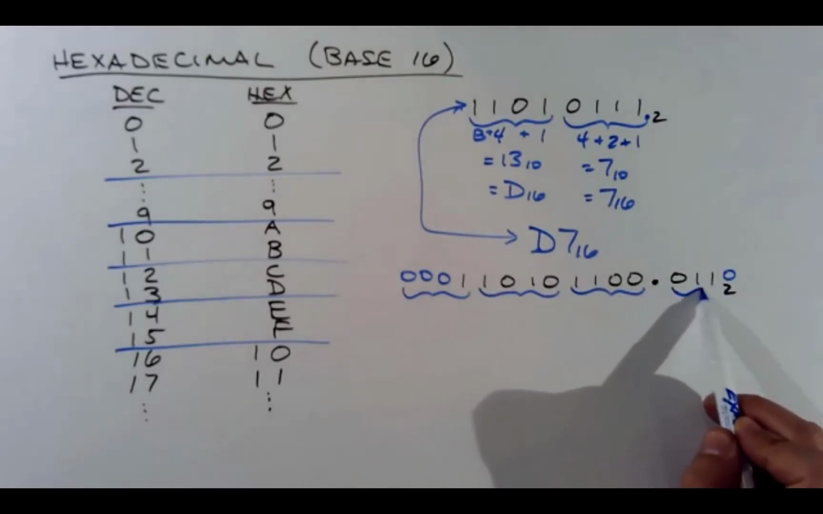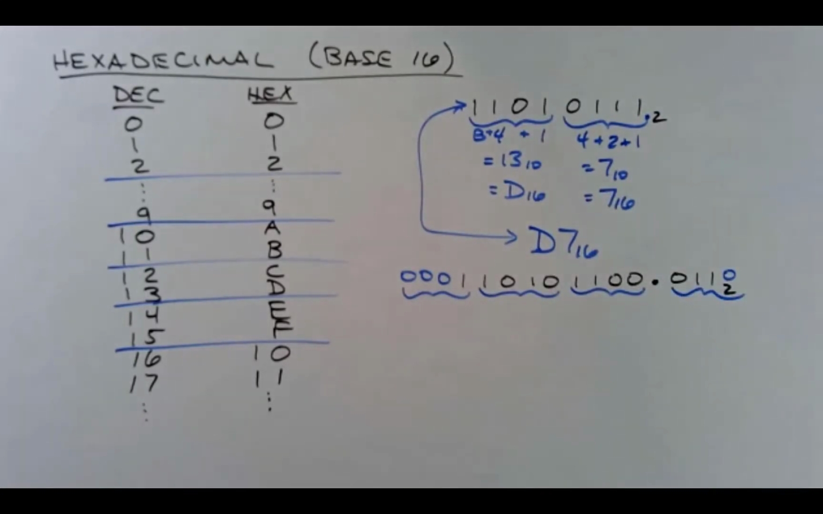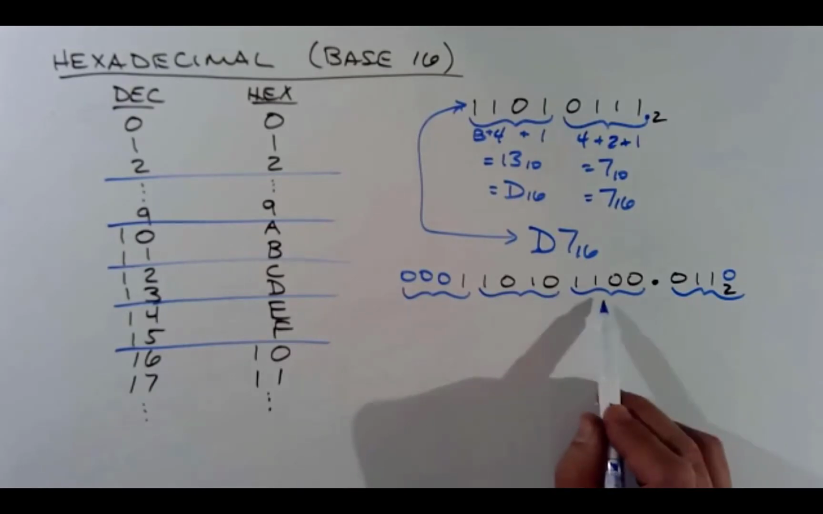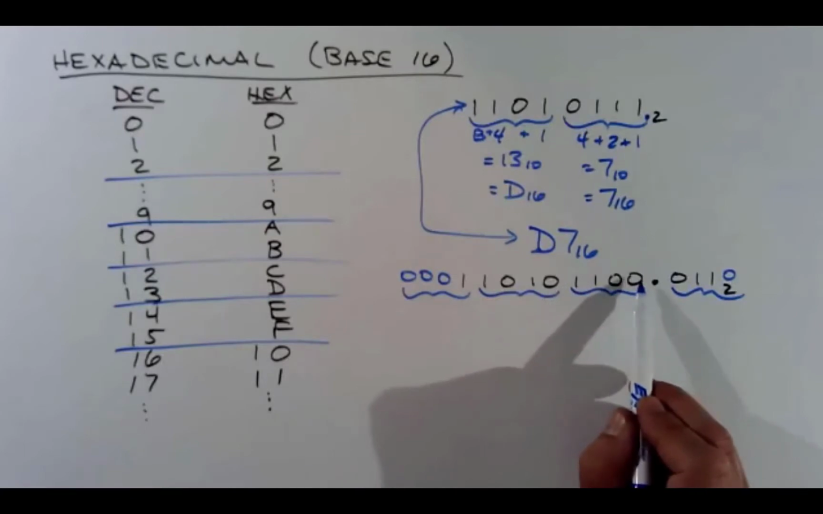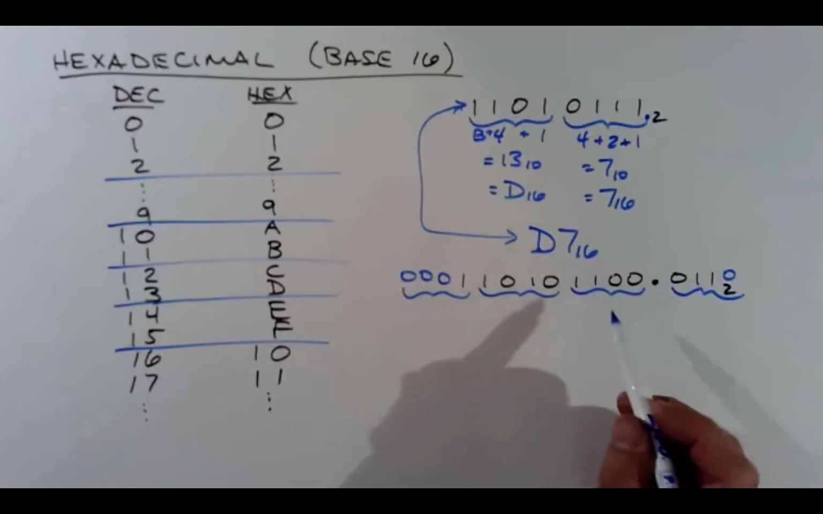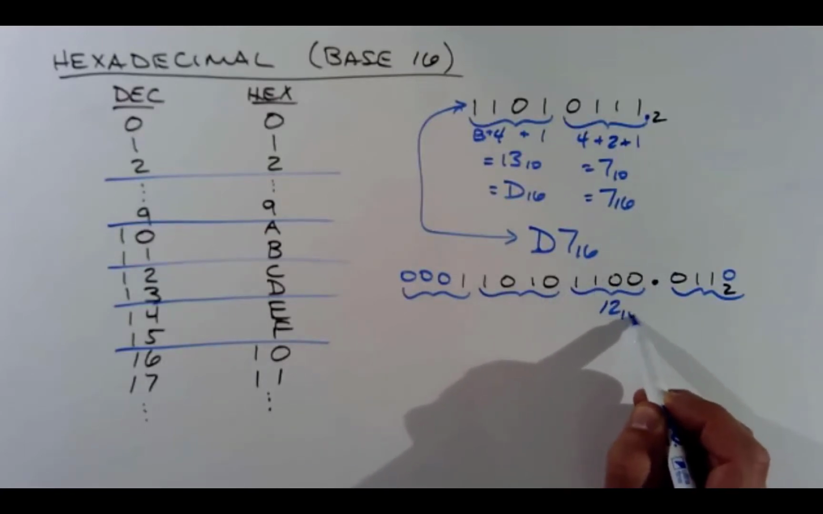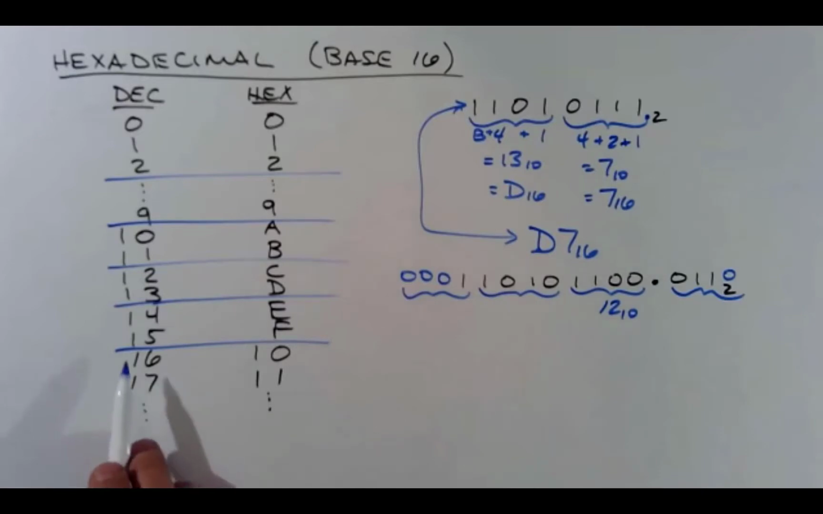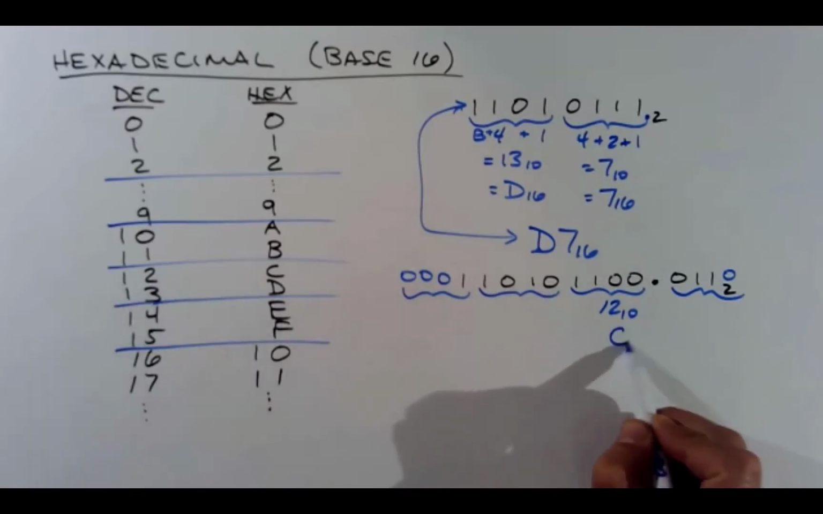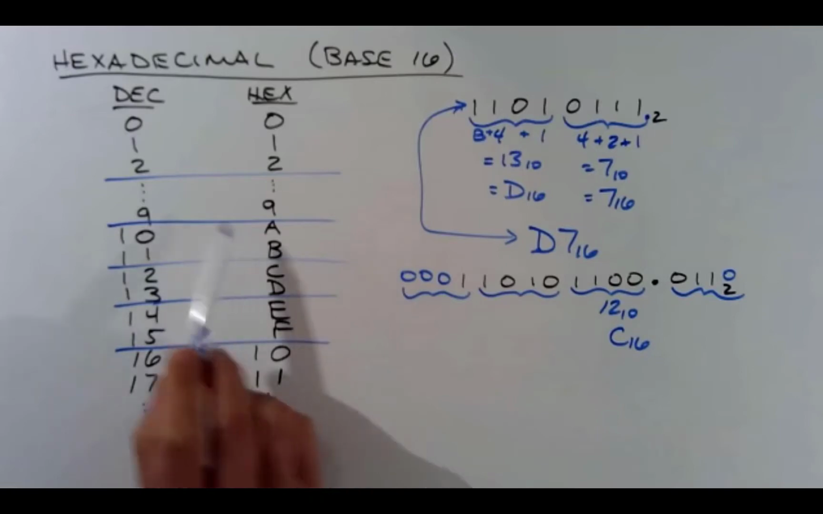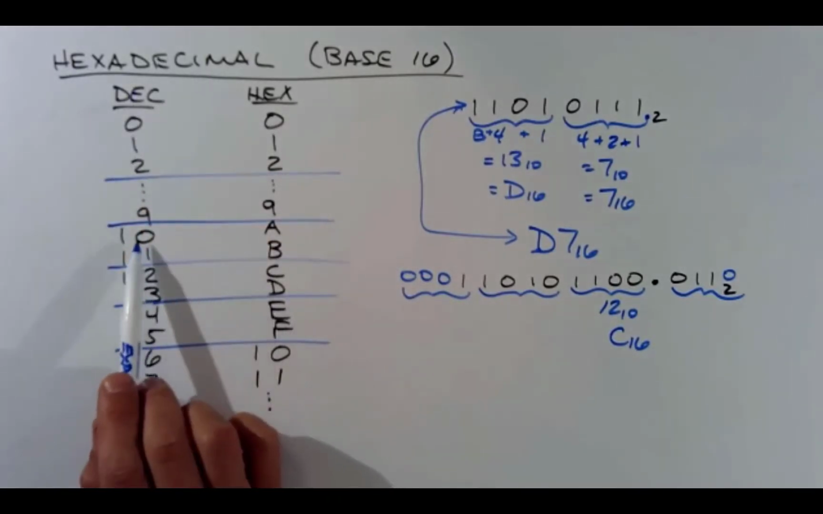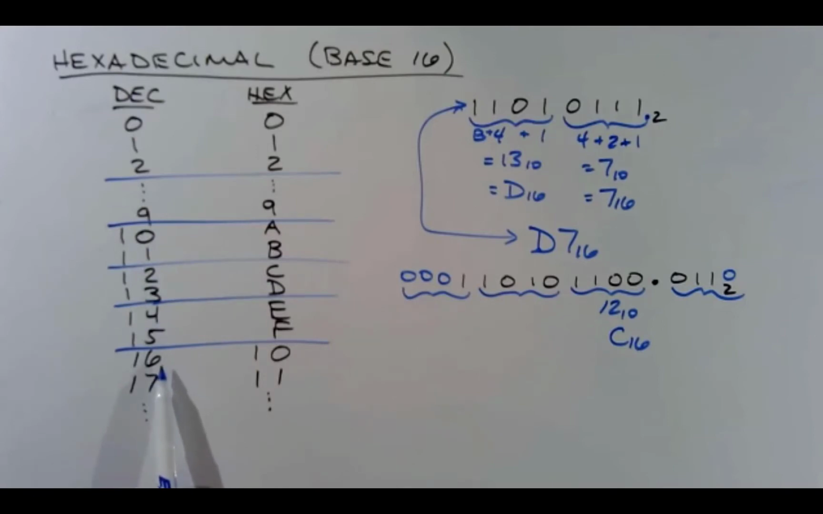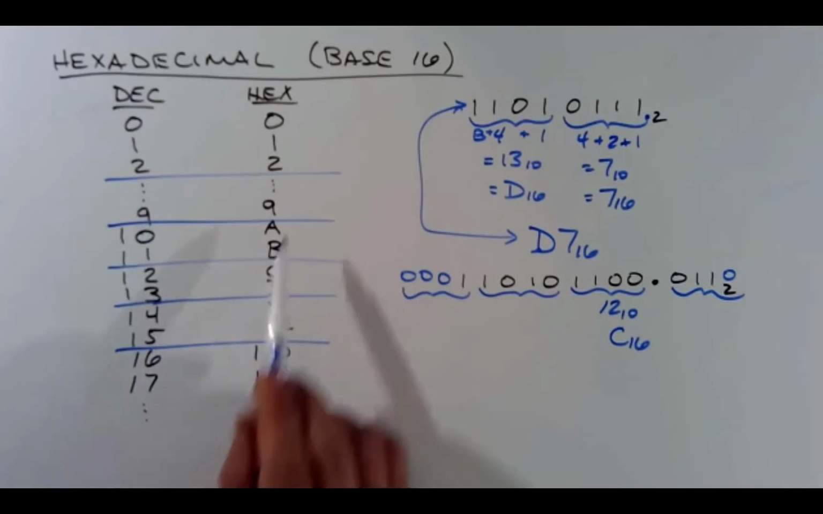So now I can do the same process. I convert this value, which is 1, 2, 4, 8. This is a 12 base 10, and a 12 base 10 is a C base 16. So you don't have to remember this table out to infinity on the left. You just really have to remember 10 through 15 is A through F.